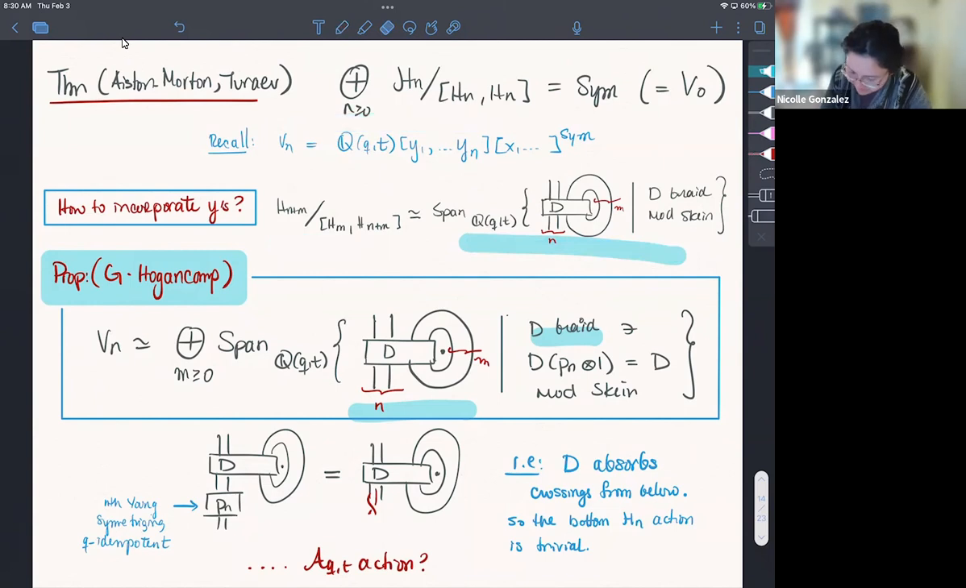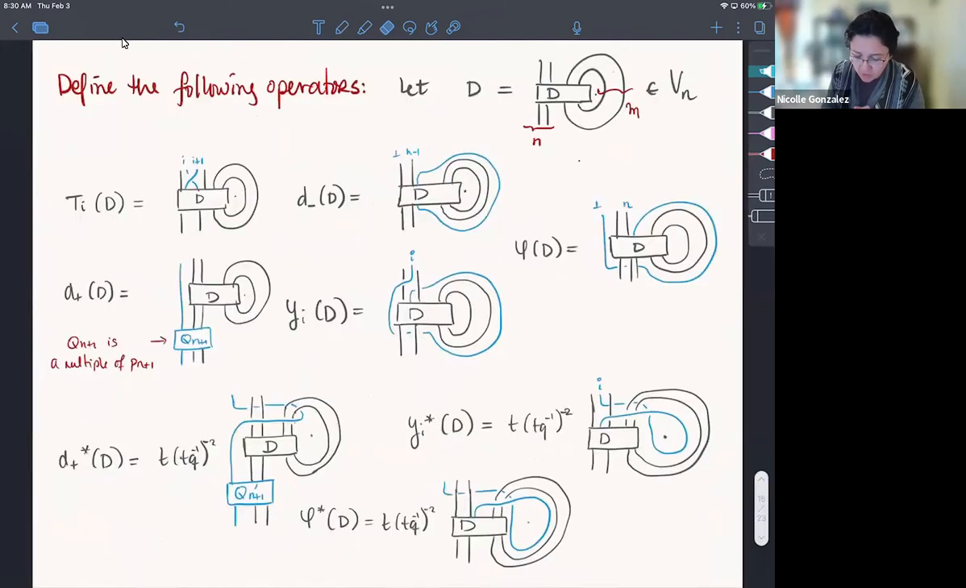Okay, so with this construction at hand, the next question that you want to ask is, well, how do we actually recover the action? We have the vector space. How do we define pictures on top of this? And so we're going to define the following operators. We're going to let D be just diagrams in this vector space, Vn. And we're going to define the action of Ti, the zero Aqt algebra operators, to just be, well, you take the ith strand and you cross it past the ith plus first strand.